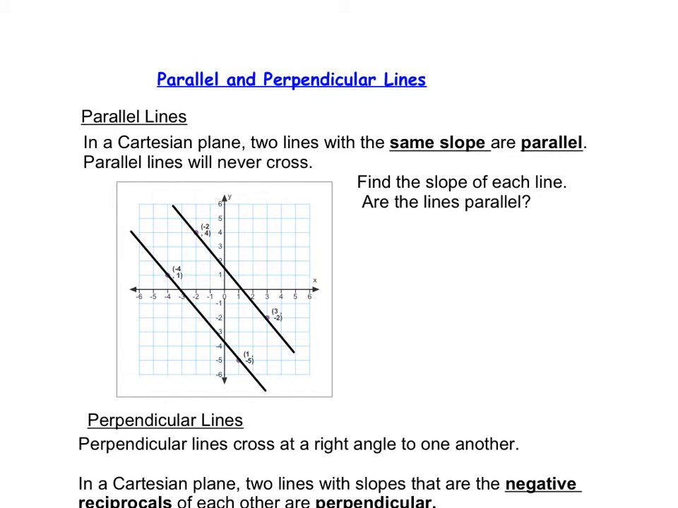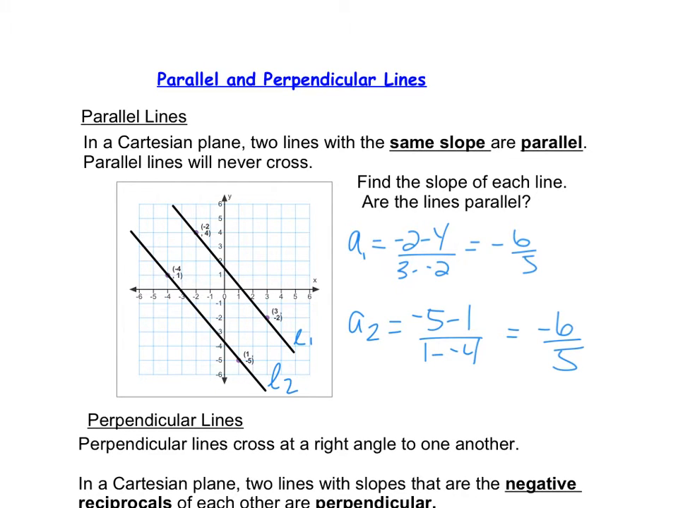I want you to try to find the slope for each one of these lines, and then I want you to decide if you think they are parallel. I just want to point out that the points didn't come out very well in my document. So, for example, this here is point (3, -2). This point is (-2, 4), (-4, 1), and (1, -5). So use those points, find the slope of each line, and determine if they're parallel. Pause the video, please, and try that.